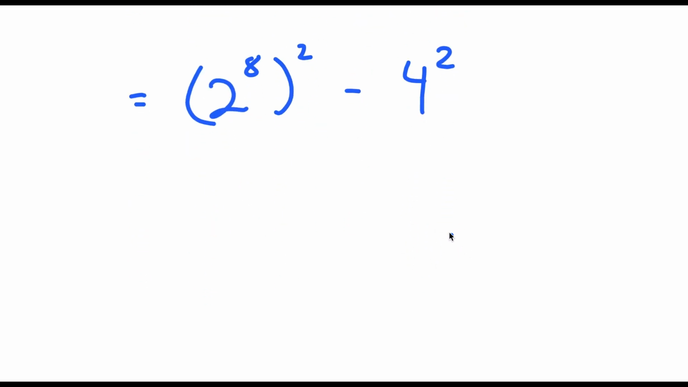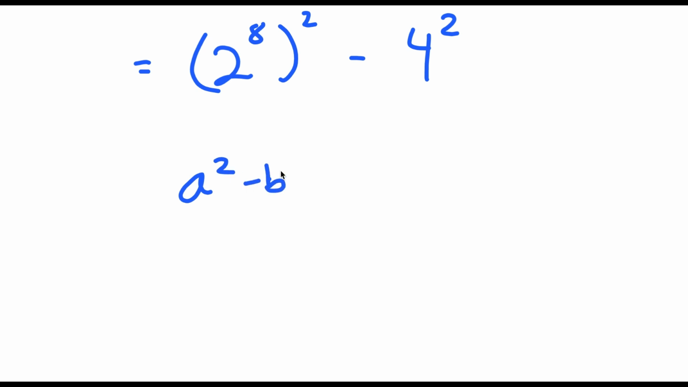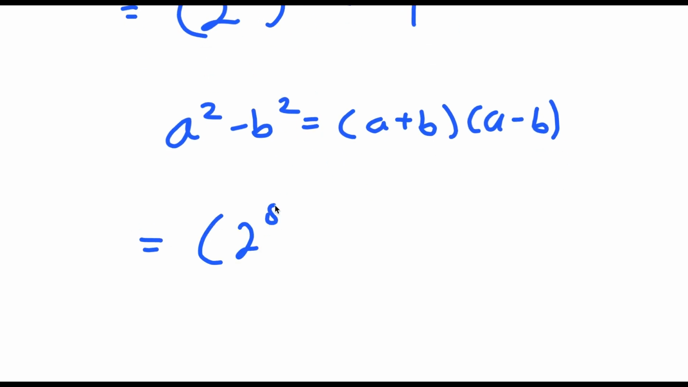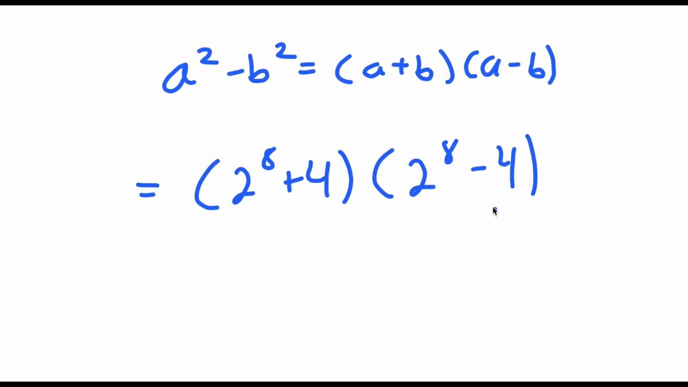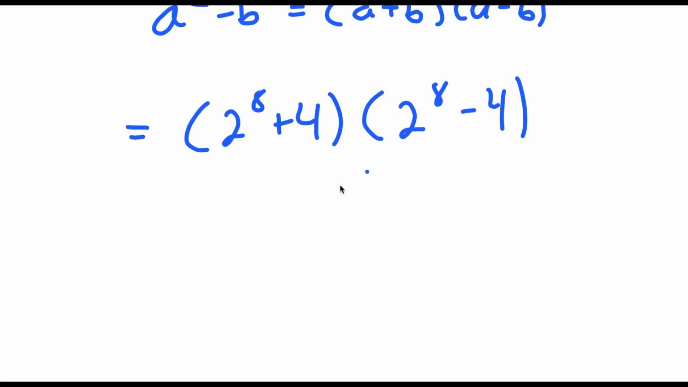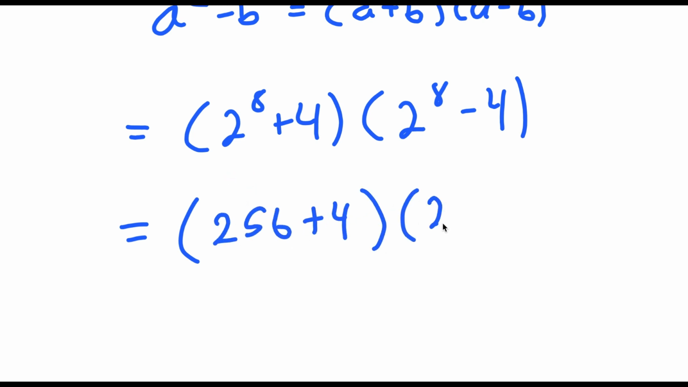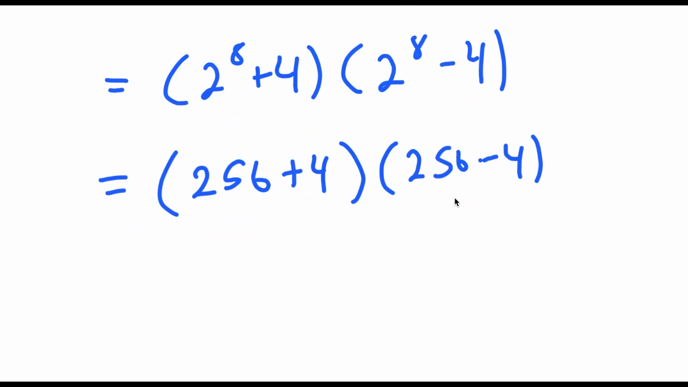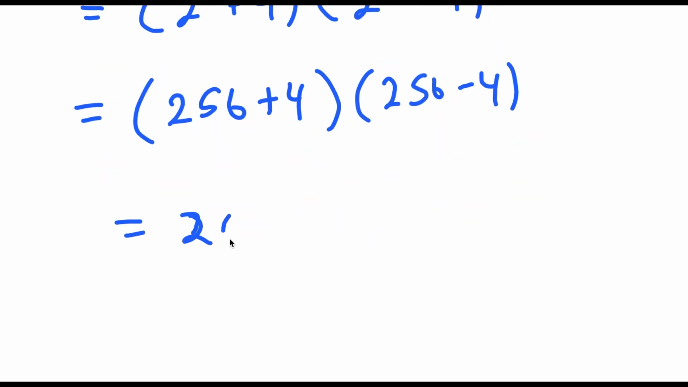And now if I have something in the form a squared minus b squared, this is equal to a plus b times a minus b. So this turns into 2 to the power of 8 plus 4 times 2 to the power of 8 minus 4. Now 2 to the power of 8 is the same thing as 256, so I get 256 plus 4 times 256 minus 4, which is equal to 260 times 252.